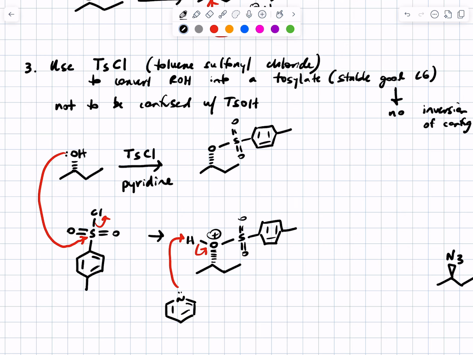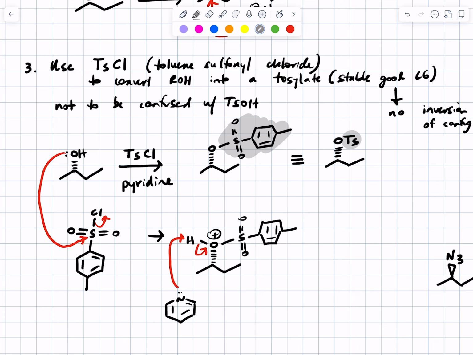Now, we get tired of drawing things like that, so we're going to abbreviate all of this with the letters Ts. So this equals O and then Ts, where Ts represents the gray stuff, okay?